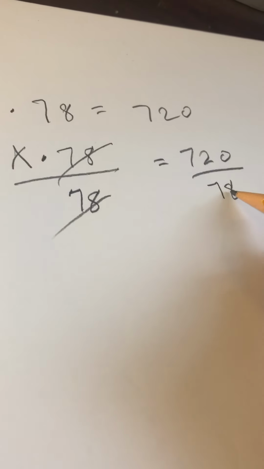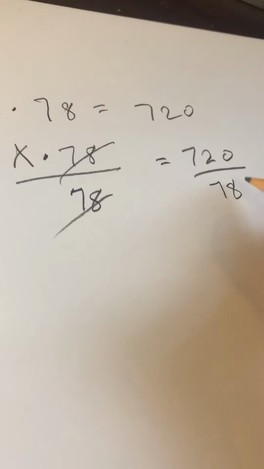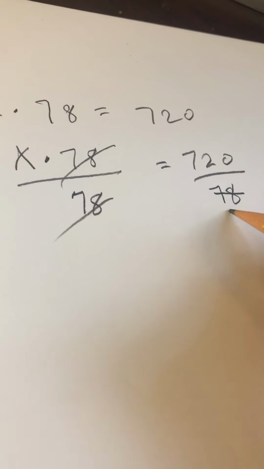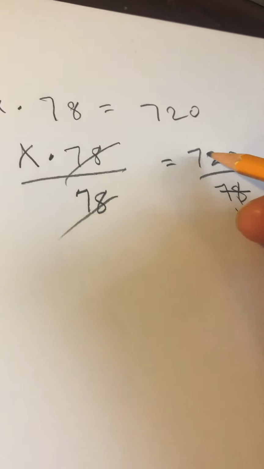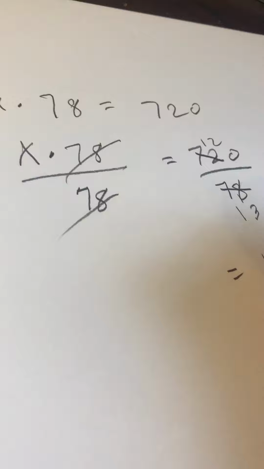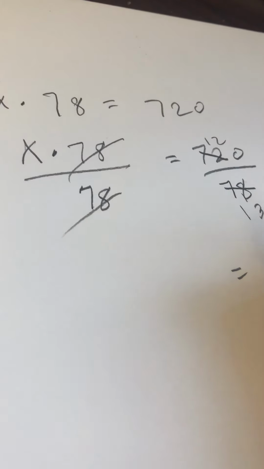So what am I going to do now? I'm going to just divide through by 6. If I divide through by 6 here, I'm going to get 120 over 13.